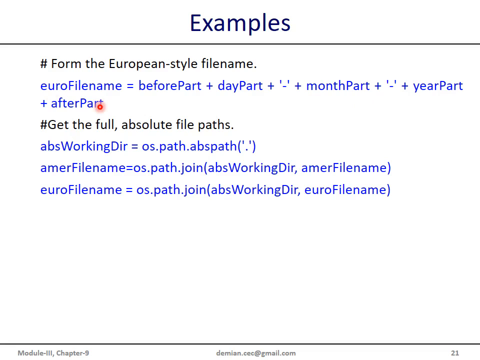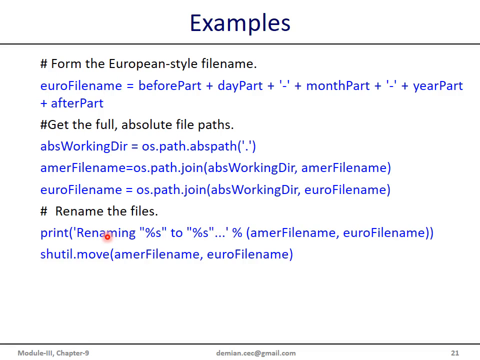And now we have to get the absolute paths of these files. We get the absolute path of the directory by using abspath of the argument dot, which represents the relative path. And we get the absolute path of the American format file name by combining the absolute working directory with the American file name obtained in the for loop. And we create the European style file name by merging the working directory with this new file name.